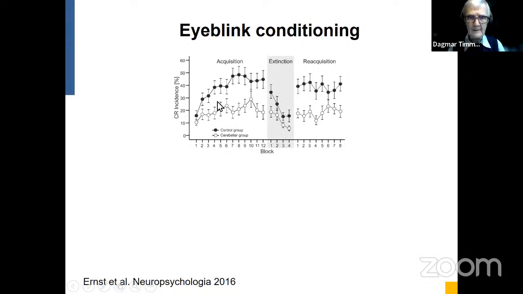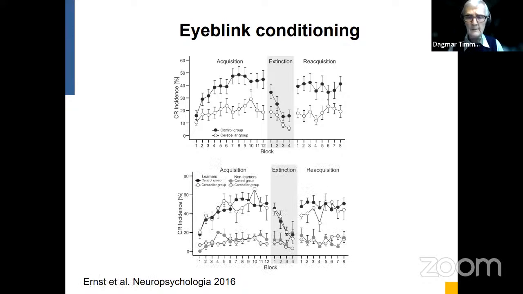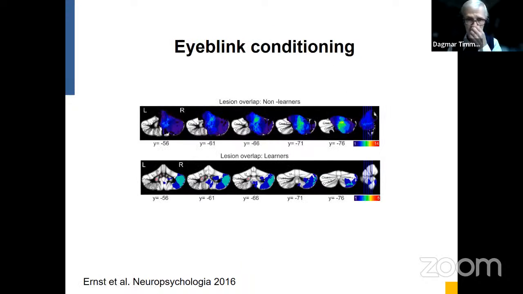Then we subdivided patients and controls into those who were able to learn the eyeblink conditioning paradigm and those who were not. So these dark dots are the controls, and some of the patients, the open circles, perform as well as the controls, and there are very few controls who don't learn, and then there are many patients who don't learn. And then when you look at the lesion sites, comparing the patients who learn and who do not learn, there are differences.